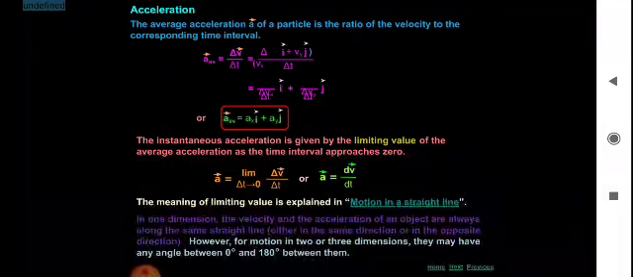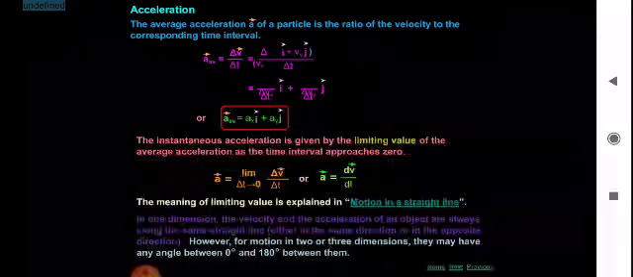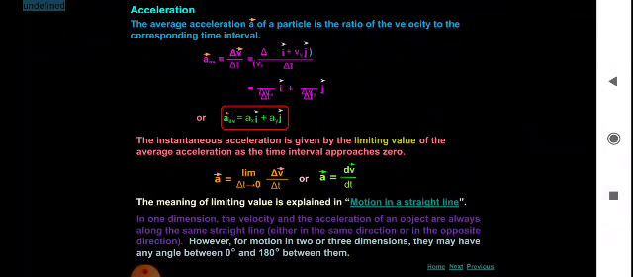So that is all about the acceleration. The average acceleration vector a is equal to ax i cap plus ay j cap. The instantaneous acceleration is vector a equal to vector dv divided by dt.